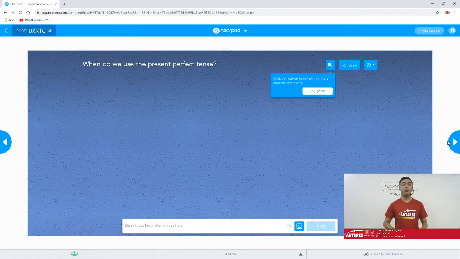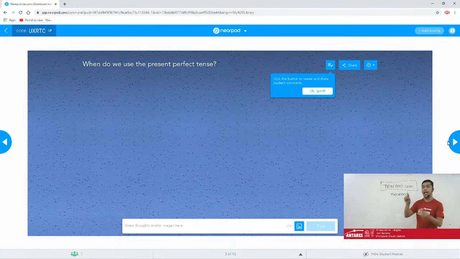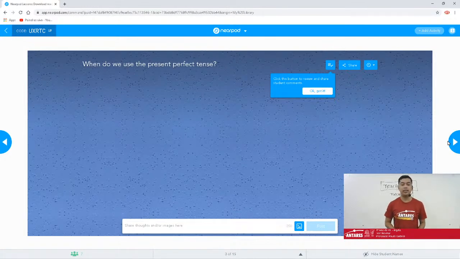Guys, agora, what I need you to do is, you are going to type, this is a collaborative board. É como se fosse a board, and you are writing on the board. You are going to type, when do we use the present perfect tense? You are going to type the answer for this question, okay? Answer this question, and the answer is going to be shown in this board.